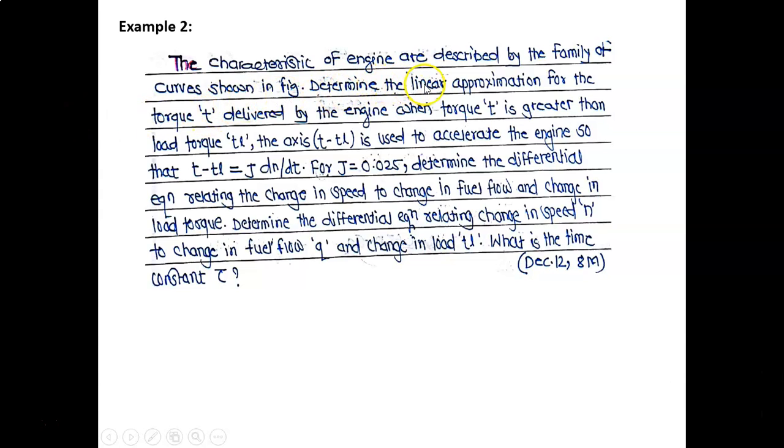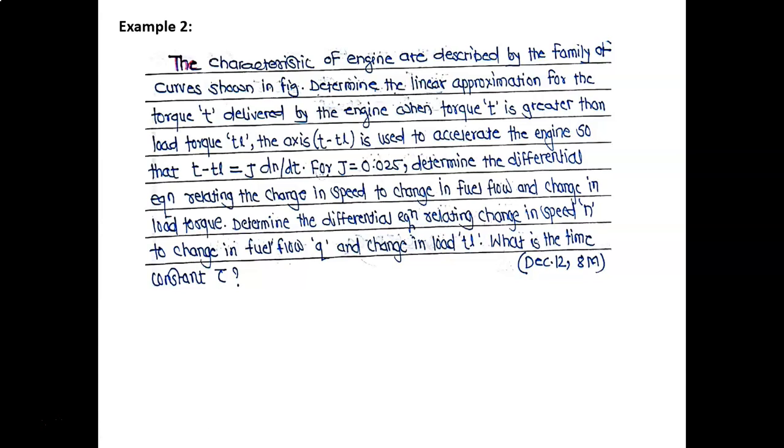Determine the linear approximation for the torque T delivered by the engine when T is greater than the load torque TL. The excess T minus TL is used to accelerate the engine so that T minus TL is equal to J dN by dt. For J equal to 0.025, determine the differential equation relating the change in speed to change in fuel flow and change in load torque.